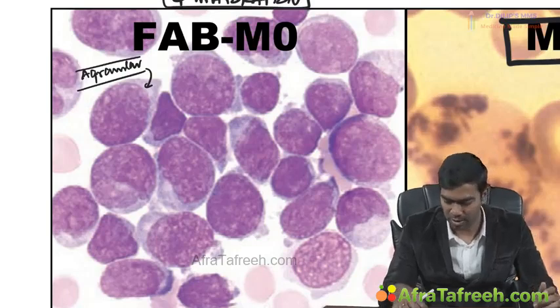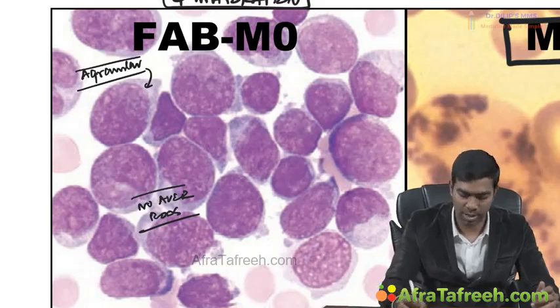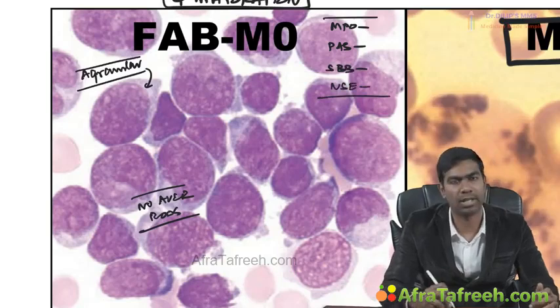And can you ever see any iron rods? I don't think so. There are no iron rods in the cytoplasm whatsoever. And I told you the staining process, I can write the staining over here. You know that this is MPO negative, PAS negative, Sudan black negative, and non-specific esterase negative. Definitely it's not going to stain for anything else.